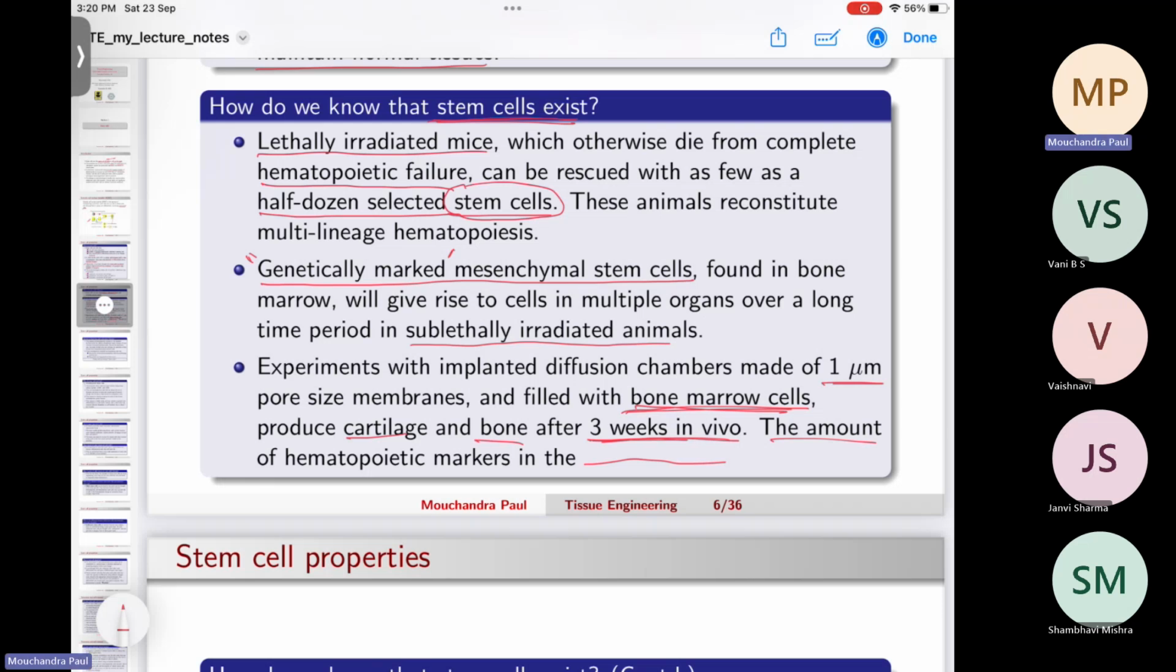Now, since the membrane had a pore size of 1 micron, and the size of the cell is around 10 micron, they knew for sure the bone cell or the cartilage cell could not have entered into these chambers and done this. It is only the bone marrow stem cells that have produced this kind of structure on their own, given that in vivo they are getting the necessary conditions, okay.